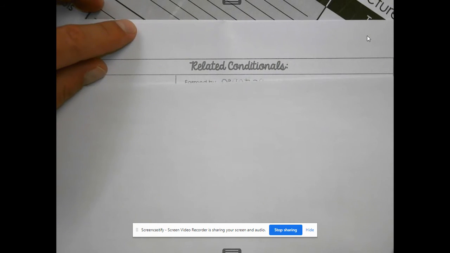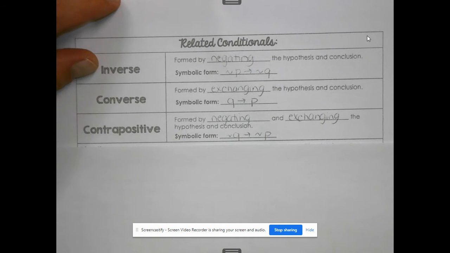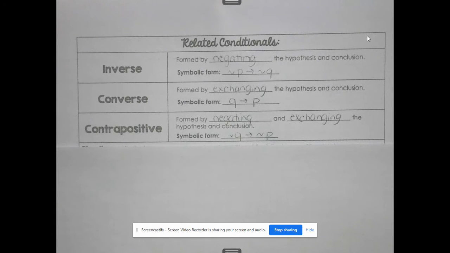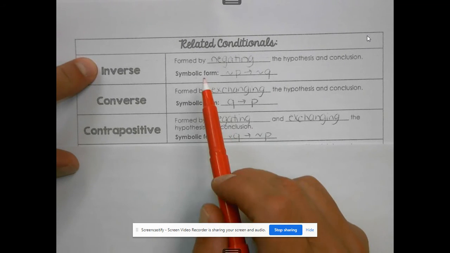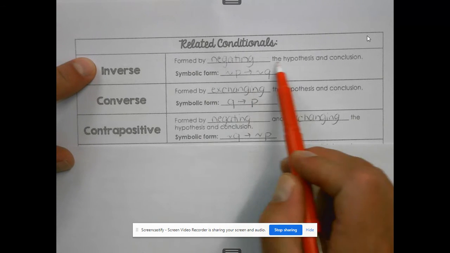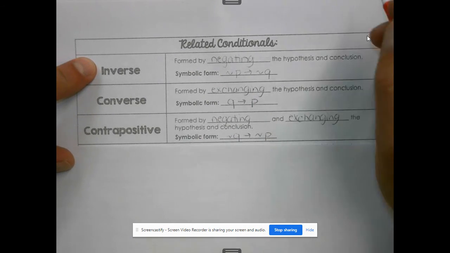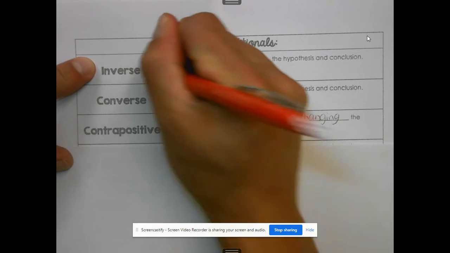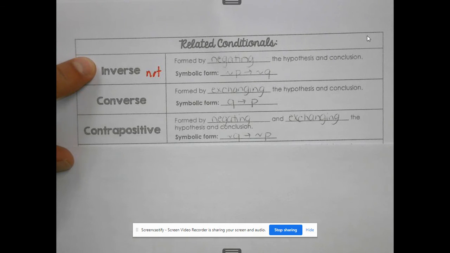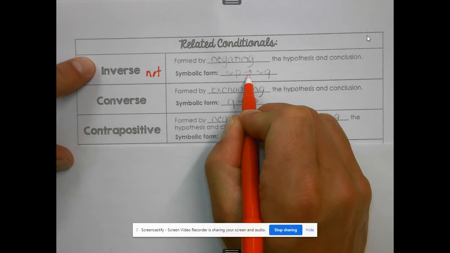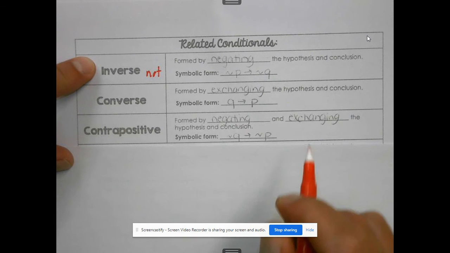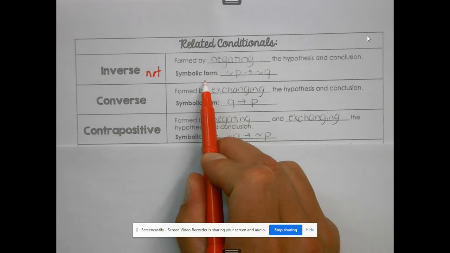All right. So this next section, these are what's called related conditionals. You have your conditional statement, which we talked about on the first page, and then you have 3 more related conditionals. You have the inverse, the converse, and the contrapositive. What is the inverse? This is formed by negating the hypothesis and conclusion. In other words, we're going to add the word not to the hypothesis and to the conclusion. Symbolic form, guys, this little squiggle right here, this means not. So if not P, then not Q. And we'll talk about these examples at the bottom in a second, all right?